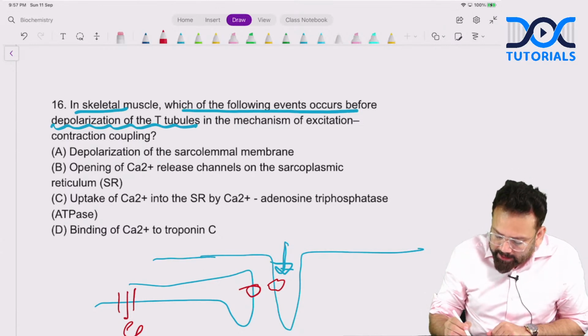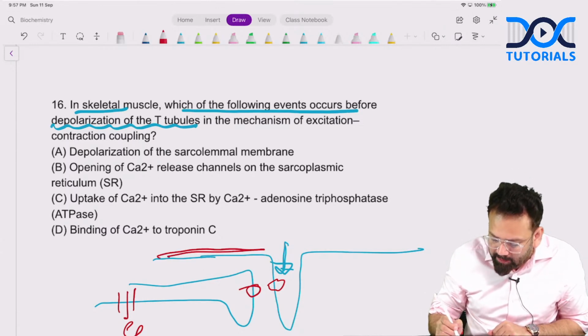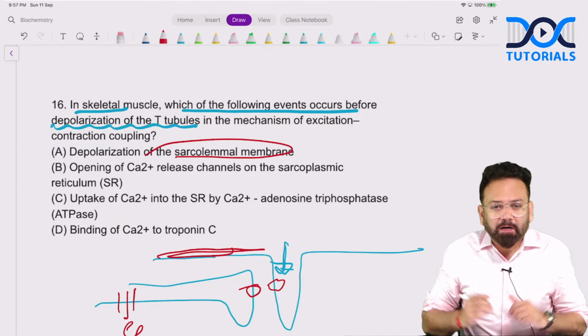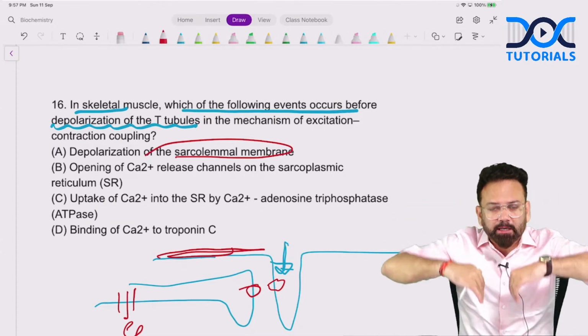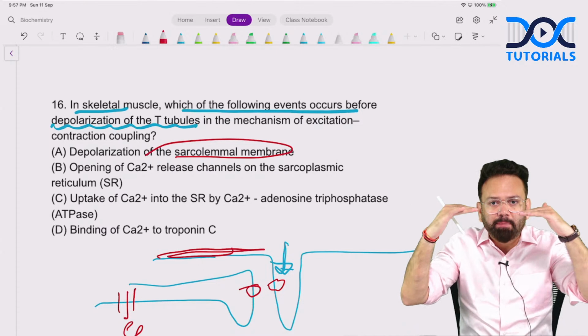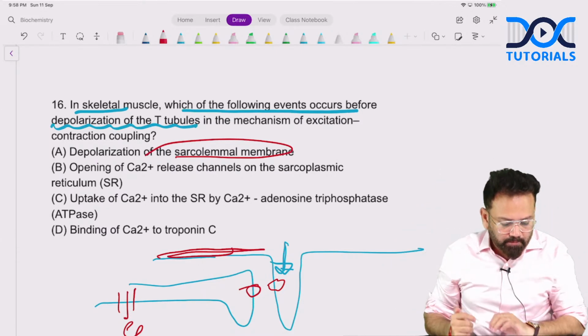Before the T tubule, the sarcolemma membrane will be depolarized, na? First it will go to the membrane and then to the T tubule. It's very easy. First the membrane will be depolarized and then the T tubule. So the answer is A.